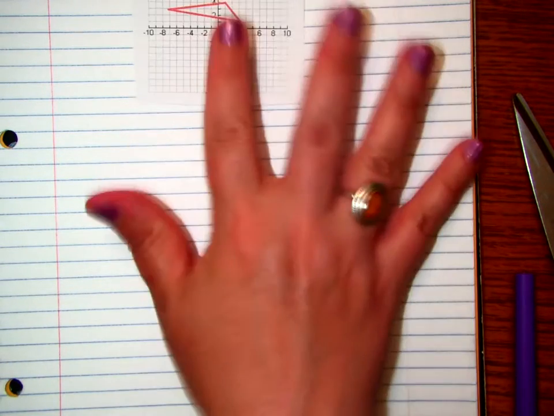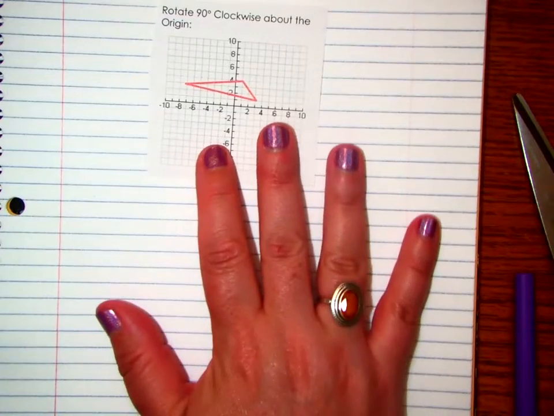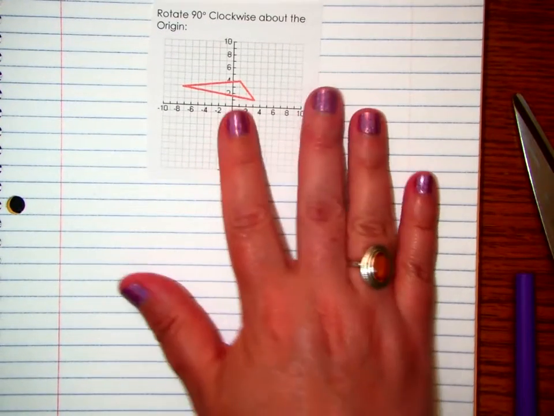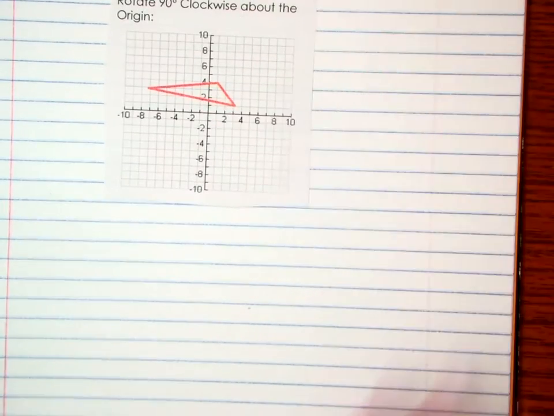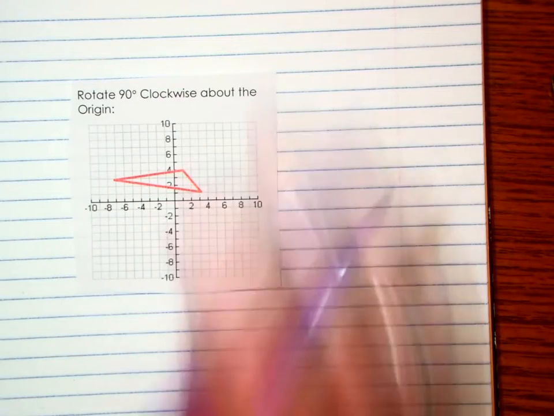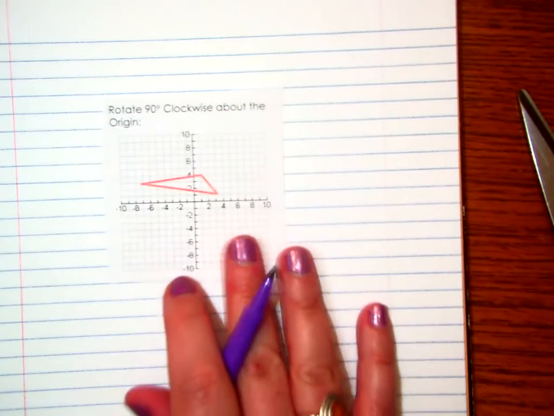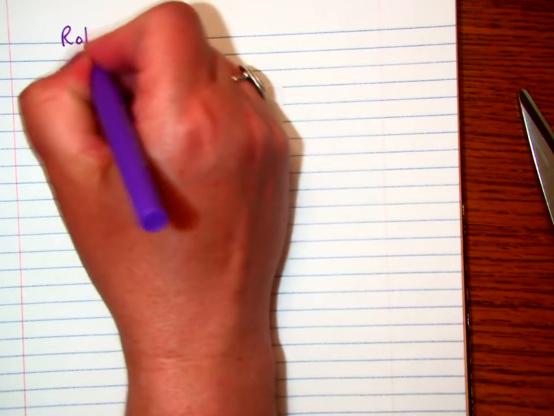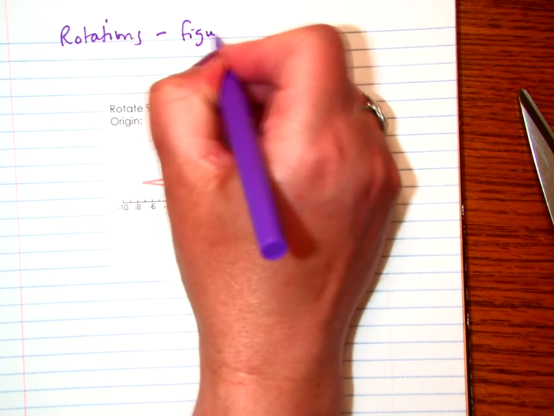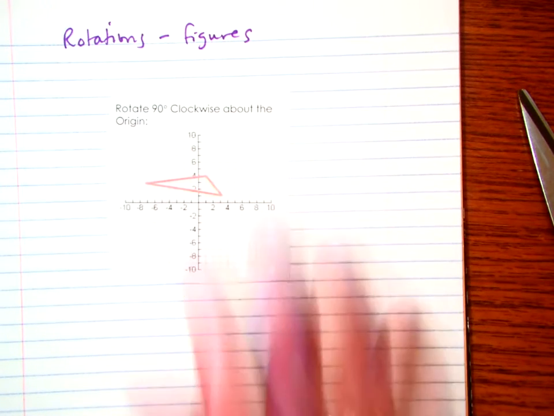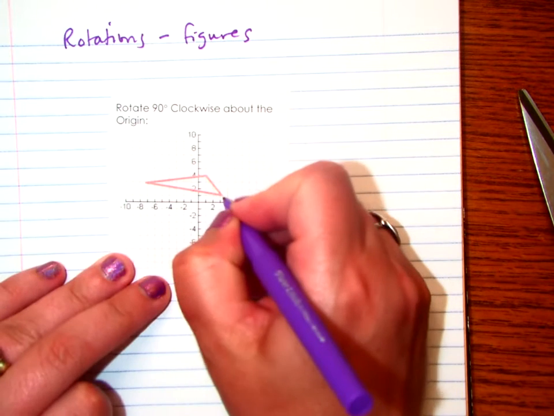Okay, so now I'm going to show examples of rotating shapes, so rotating a full figure. So we're going to start with this rotation. It says 90 degrees clockwise about the origin. These are all going to be about the origin, so you're going to have to worry about that. And I guess I should title it: rotations of figures.